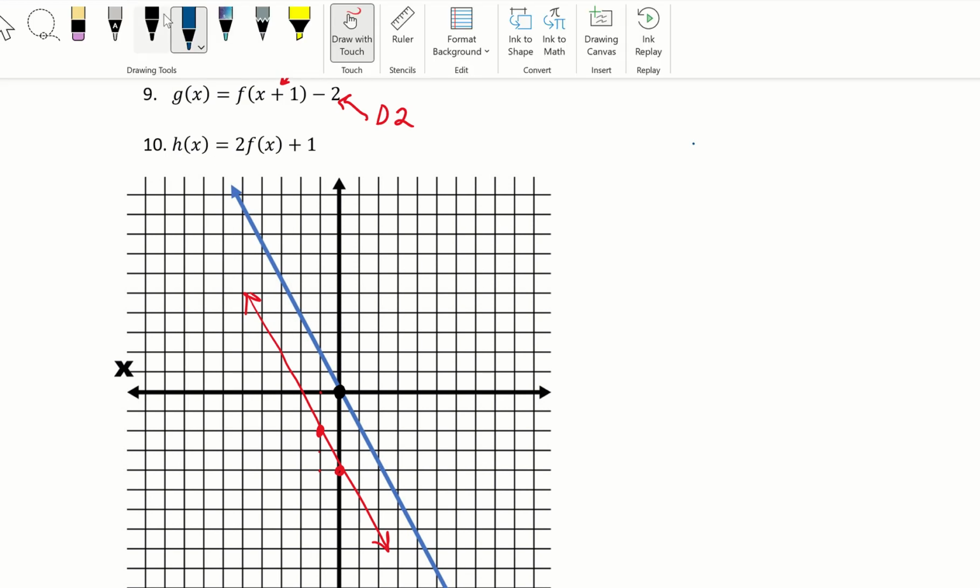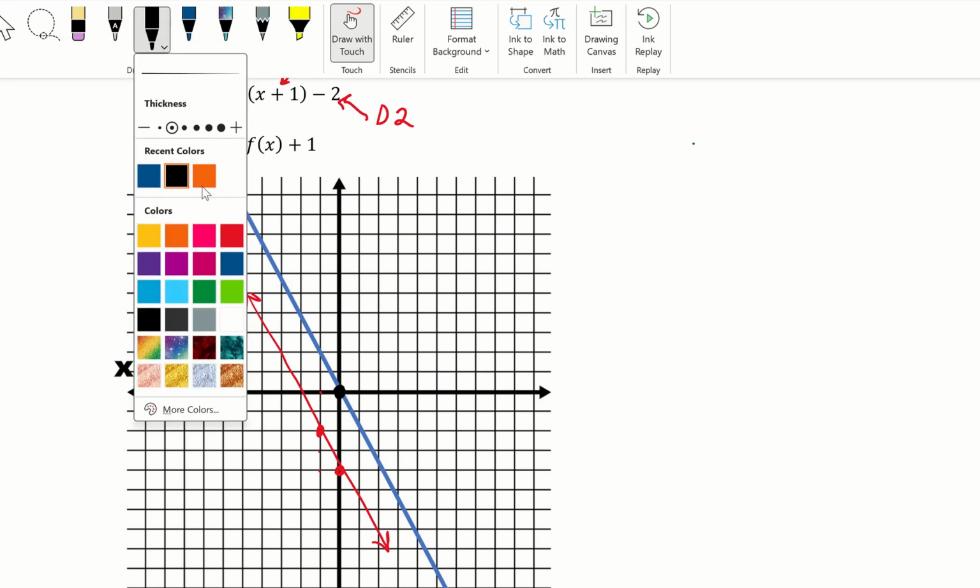I already have blue. Hold on. Black should be fine then. That's hard to see. Let's go orange.